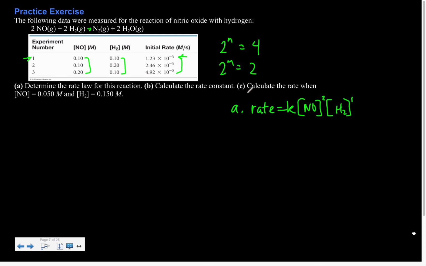All right? When it says to calculate the rate when this equals that, then we would plug in my concentrations, and plug in the k that I just solved for, and solve for the rate. All right. The only tricky part about this is paying attention to what kind of data I have, and then how do I get my m and my n. Then the rest of it is just using the equation.